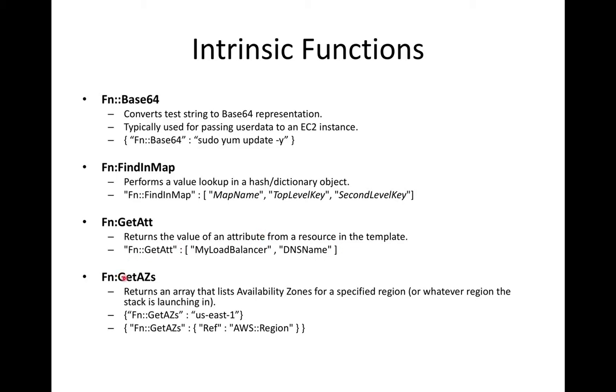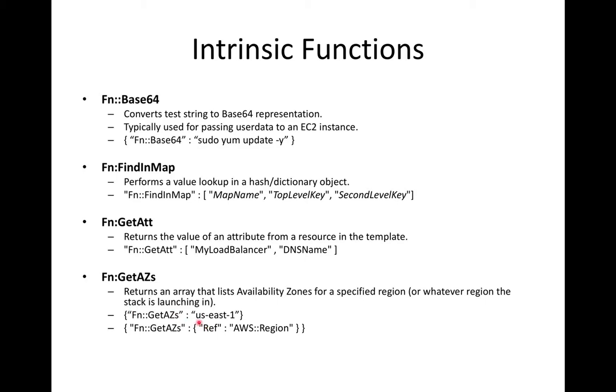The GetAZs function returns an array that contains a list of availability zones for the region in which you're launching the CloudFormation template. So for example, if you're launching the template in US East 1, then you could use this function here, GetAZs, US East 1, and this function will return a set of the availability zones within that region.